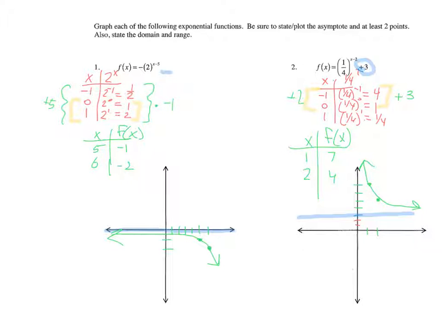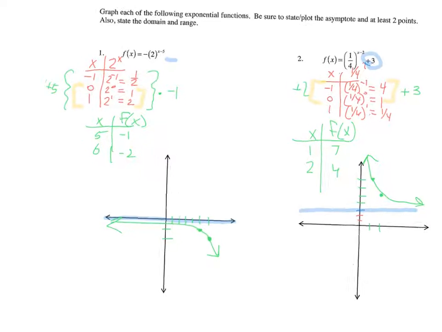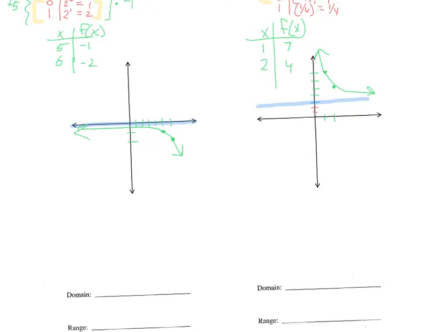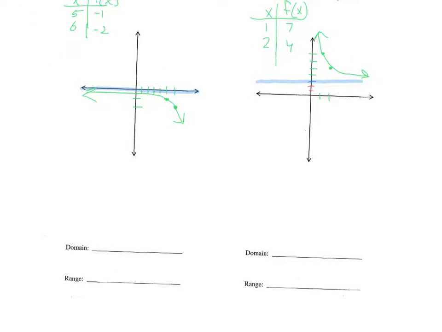Not perfect, but that's basically it. You want to include these characteristics, and 2 points will really define it. So looking at these graphs, we can fill out the domain. It's always going to be the same thing, so we really don't have to worry about that.